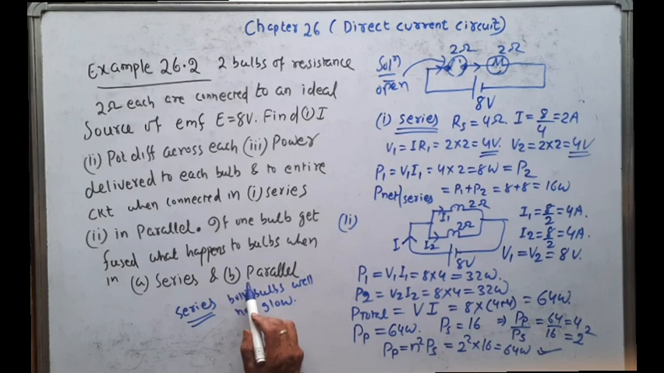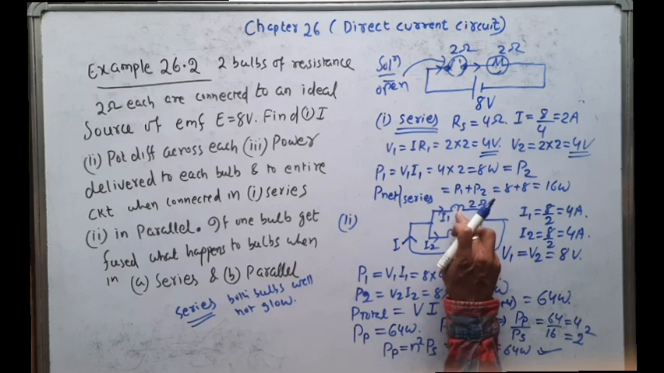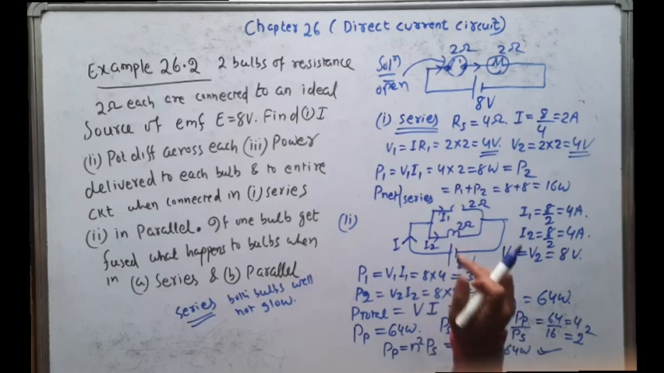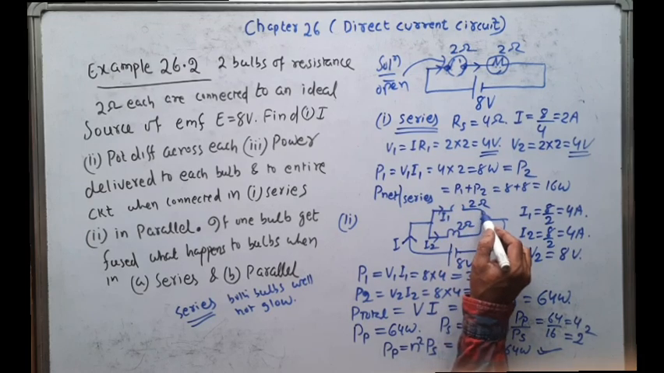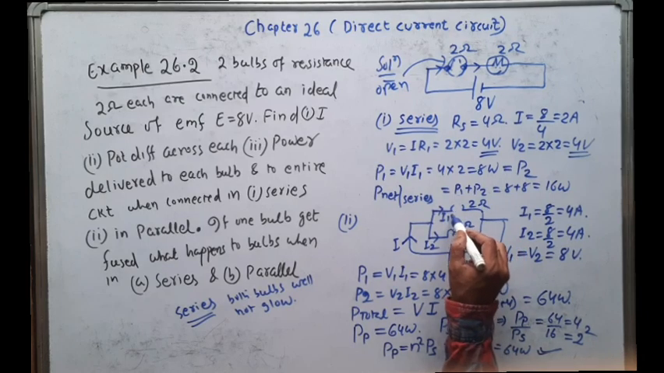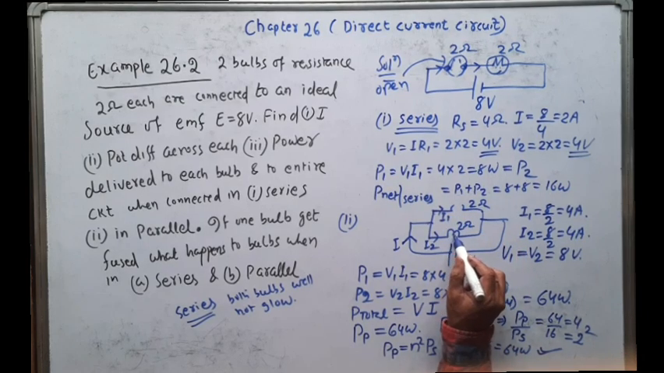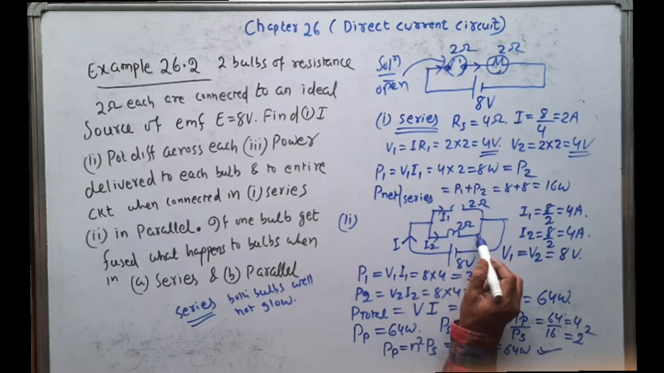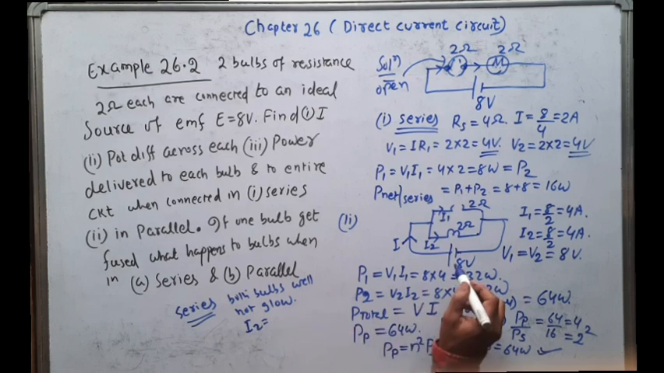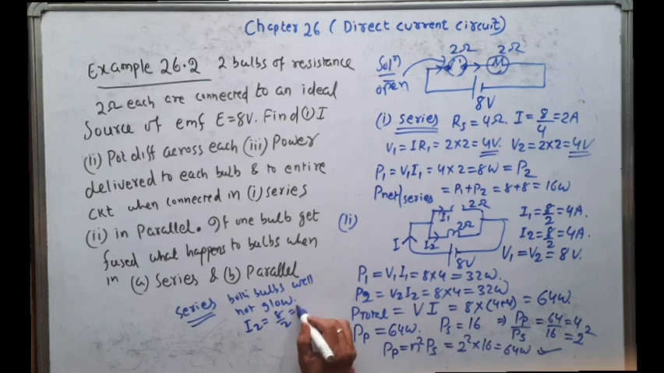And what happens in the parallel? Suppose this bulb is fused. If it is fused, this will be open circuit. That means resistance is infinite. So here what is the current? Current drawn by the first bulb will be 0. But in the second bulb, the voltage across the second bulb is still 8 volt. Then what is the current in the second bulb? I2 is equal to V, 8, by resistance, that is equal to 4 ampere. But what is I1? I1 is equal to 0.